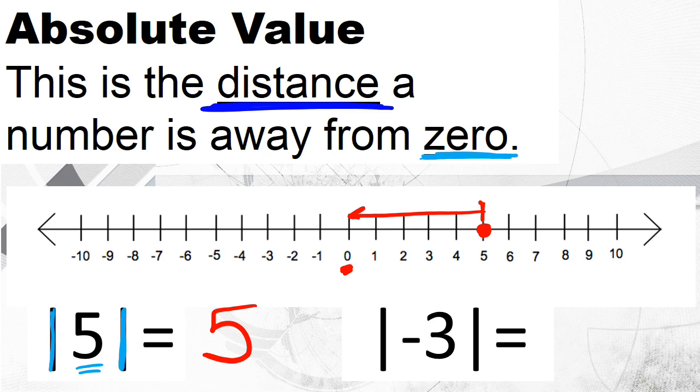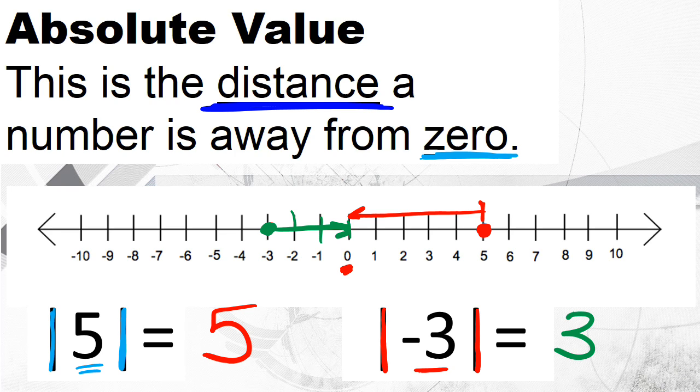So what about negative 3? So we have the absolute value, which are the 2 bars, of negative 3. So we're just figuring out how far it is away from 0. So we go to mark negative 3 on our number line. So now we've got to figure out how far negative 3 is away from 0. So we count on 1, 2, 3. So we said negative 3 is 3 units away from 0.